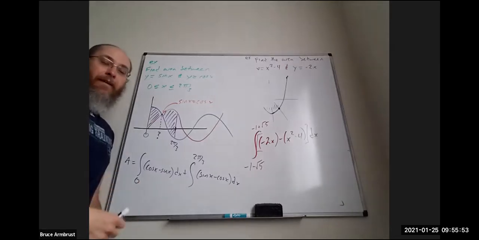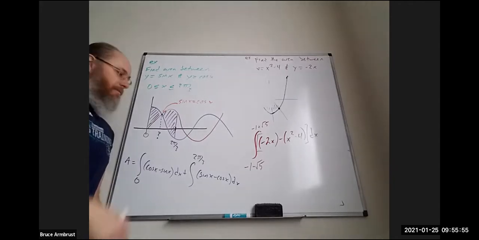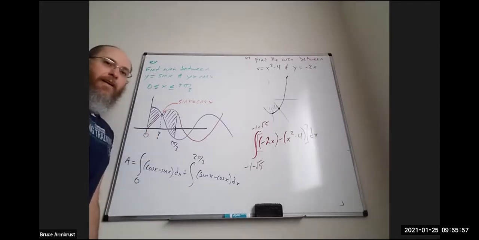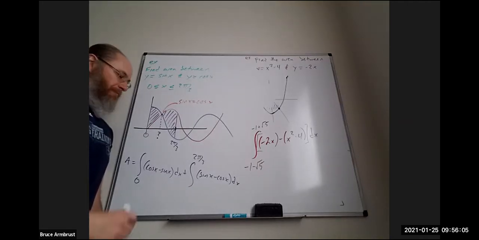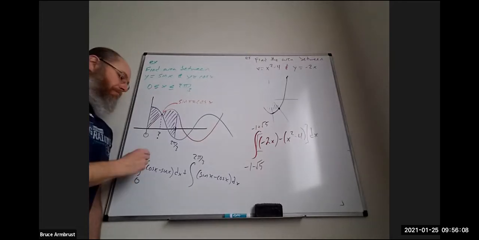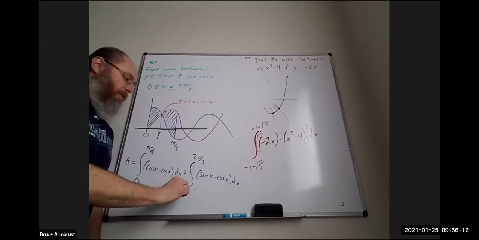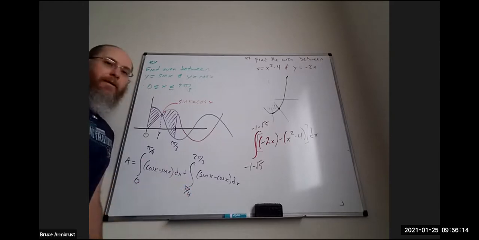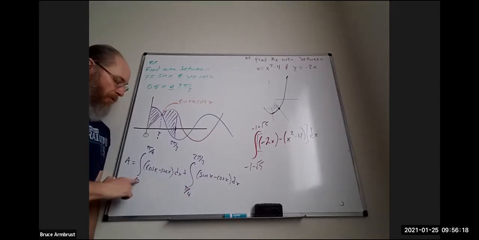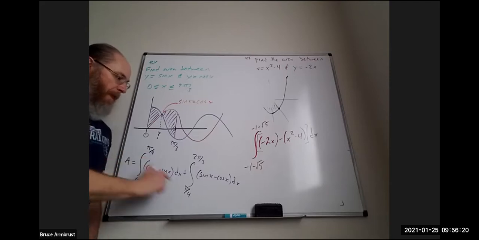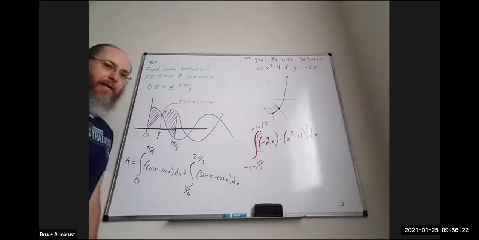Some of you may know this. Anybody know the angle in here where sine and cosine are equal? It's a nice angle. It's actually pi over 4. Sine and cosine are both root 2 over 2. So this is going to be from 0 to pi over 4, and then pi over 4 to 2 pi over 3.